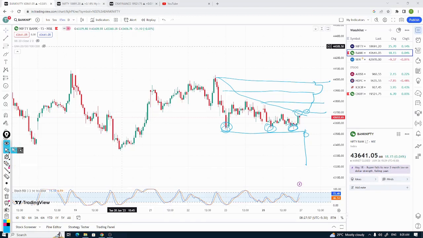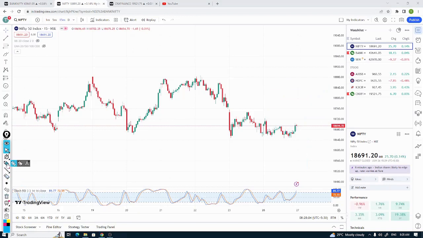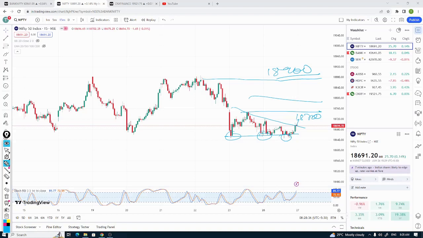Let us check how exactly Nifty is there. Nifty is also looking in the same pattern. A support area, it is from past two trading sessions, as well as a resistance line in this area where you can buy 18,700 with targets of 18,750, 18,800, 18,880 as well as 18,900. This will be the psychological resistance area.